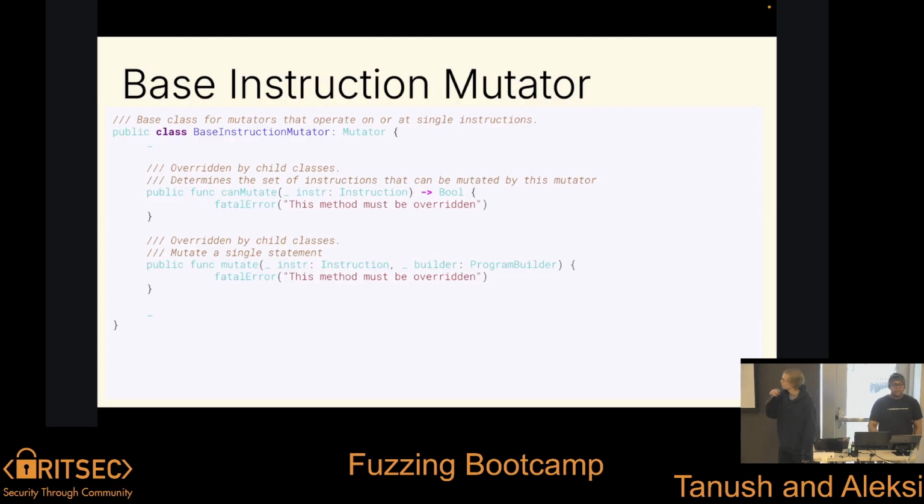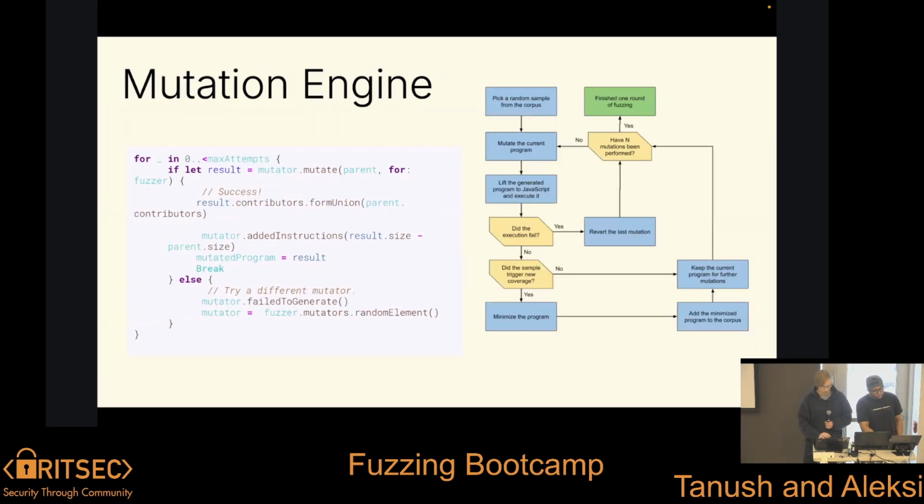This isn't too much either, but it's the base class for the mutator. So the instruction mutator can mutate, and then the main function, the public func mutate, will actually get overridden by the child class for the actual implementation of the mutator. So that's what you look for if you're looking for the mutators in the code base. Cool. There's a bigger slide.